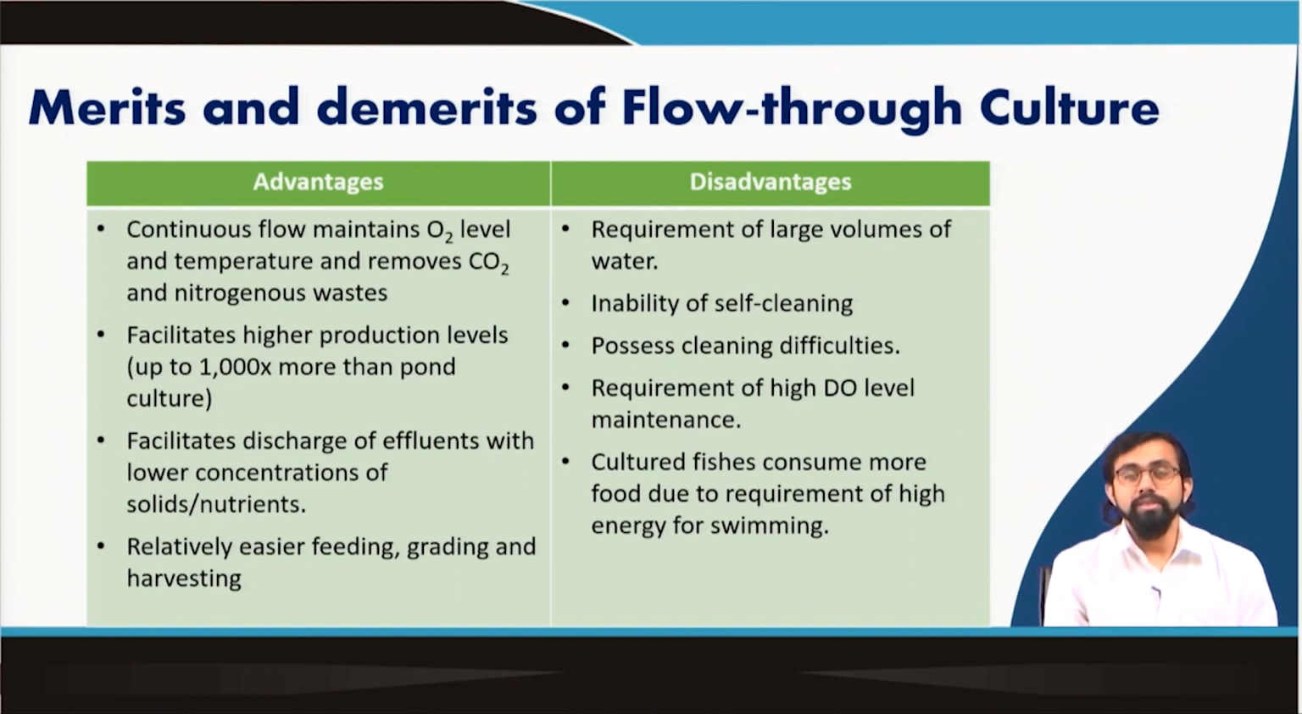So, okay, we have a basic idea about what flow through systems are, and what the different types of flow through systems are. Now let's talk about the advantages and disadvantages, or the pros and cons, of flow through systems. We already know while discussing that we have to make sure that the oxygen is continuously provided, right? So the continuous flow maintains the oxygen level and the temperature, and removes the carbon dioxide and the nitrogenous waste from this kind of flow through systems.